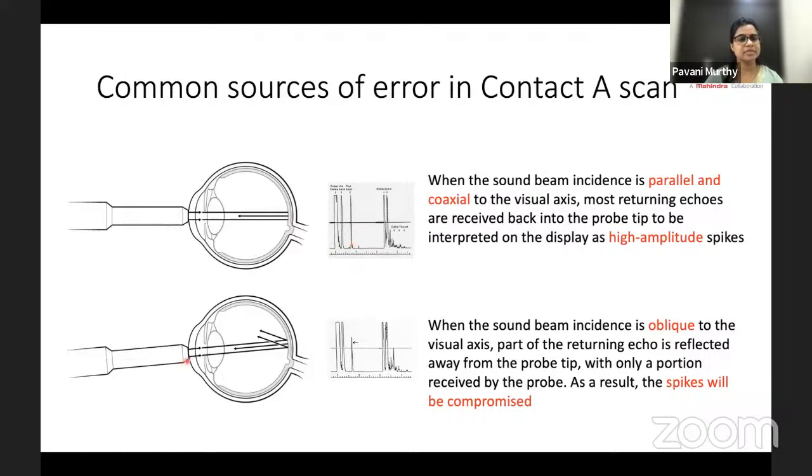This is an example where the probe is placed obliquely to the visual axis. Few of the returning echoes are reflected back to the probe, and thus you get a compromised spike in your maps.